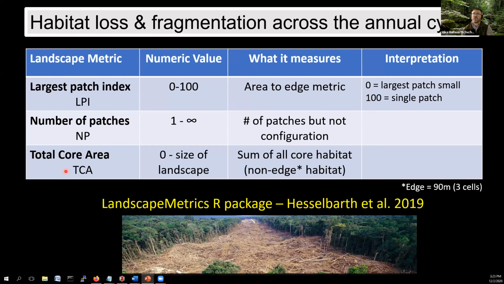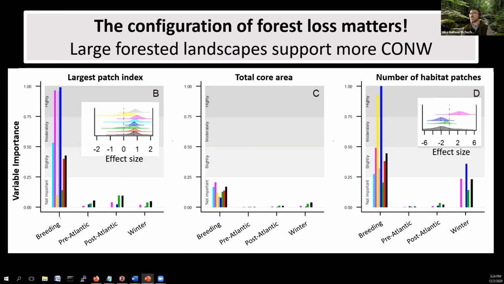And then total core area, and that is the summation of all core habitat that is non-edge. And in this case, we used edge as 90 meters or 3 pixels. And we calculated the landscape metrics in the landscape metrics R package. If you're familiar with FRAGSTATS, essentially, you can do all that in R now. And so some of these results, it turns out that the configuration of habitat loss matters.